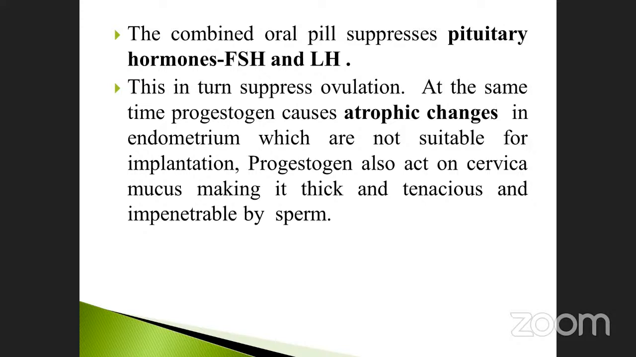As a result, what happens? Atrophic changes occur inside the endometrium, which are not suitable. When the changes occur inside the endometrium, it is not suitable for implantation. The egg will not easily fix to the endometrium, because of the mucous membrane present on the endometrium. What happens? The egg is not easily implanted in the endometrium. So what happened?